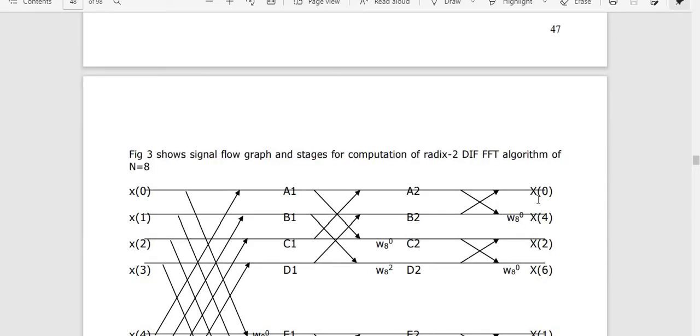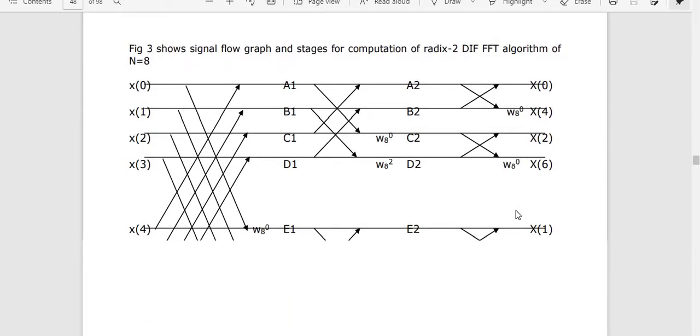What is x of 0? What value can we write, students? Whatever values we receive at this point, we have to take that value and B2. So what is x of 0, students? X of 0 will be A2 plus B2. For x of 4, what can I write? A2 minus B2 times W8 of 0. This is my x of 4.